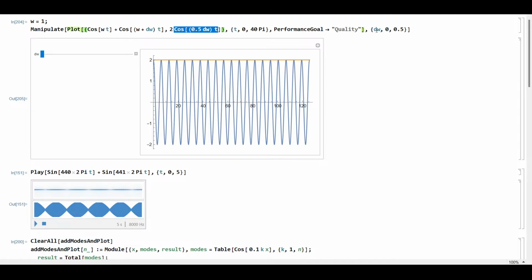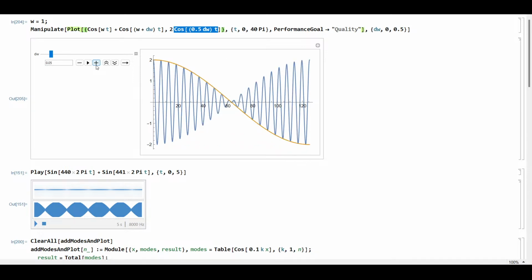So this is the case when d omega is 0. You see the value of d omega is 0 over here. When this is 0, there is no modulation. It is just the high frequency wave that is there. If I increase my d omega, you now start seeing this modulation effect. See this very high frequency blue line, and this orange line is the modulation frequency.